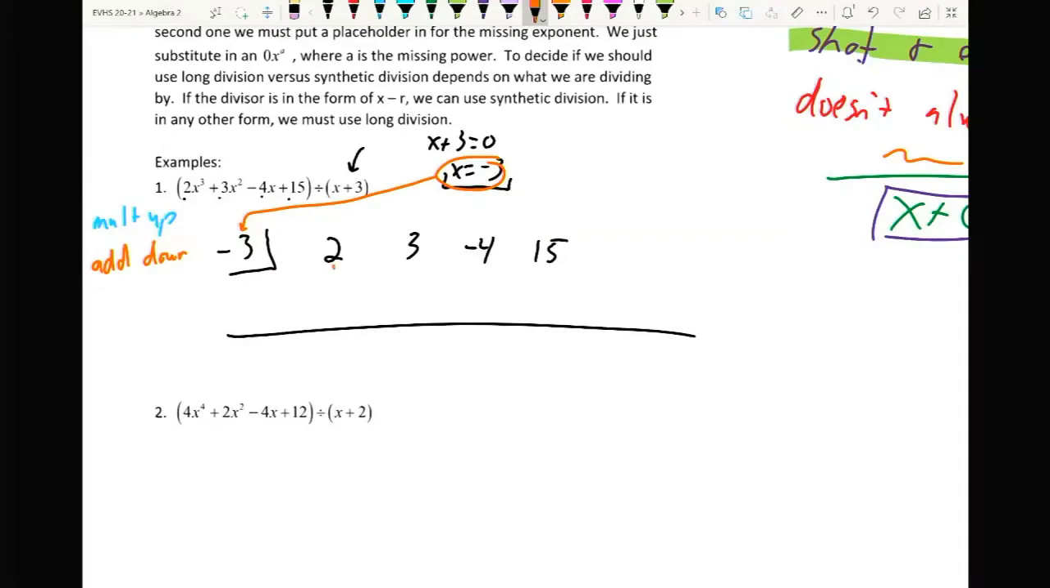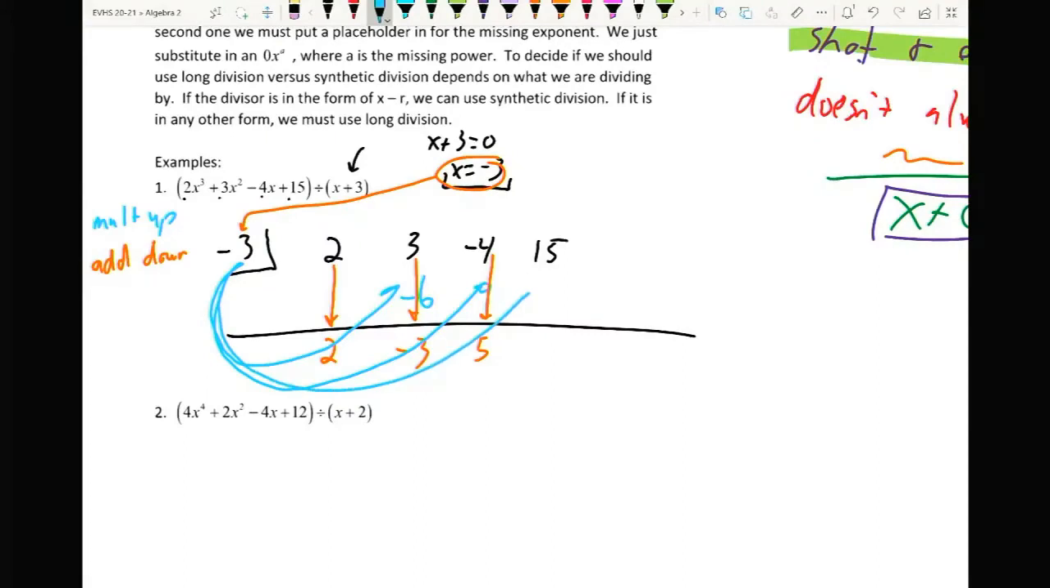Now, here's what I mean by that. We're going to add down 2, and there's nothing to add to it, so you're just going to write a 2. Now we're going to multiply up. 2 times negative 3 is negative 6. Add down. 3 plus negative 6 is negative 3. Multiply up. Negative 3 times negative 3 is positive 9. Add down. Negative 4 plus 9 is 5. Multiply up. Negative 3 times 5 is negative 15. Add down, and 0.